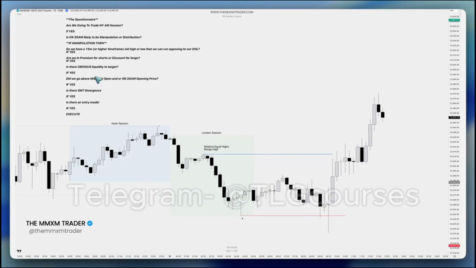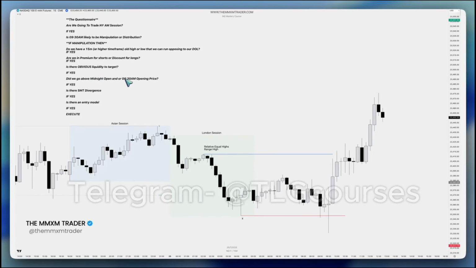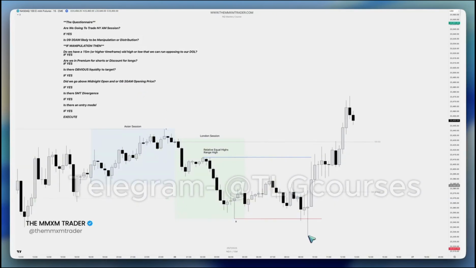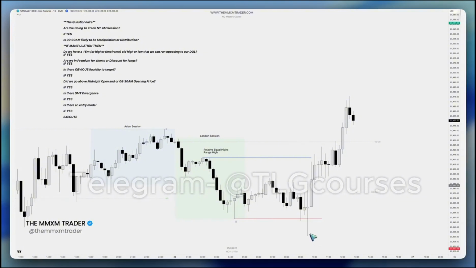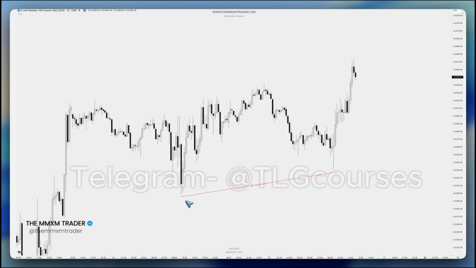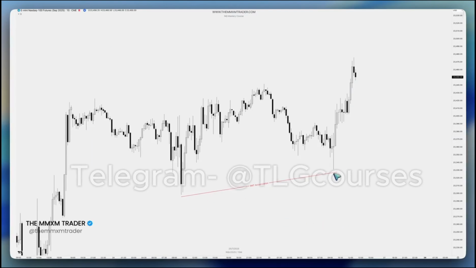Okay, did we go above or below the midnight open and 8:30 a.m. open? We're bullish, so we need to see us go below the opening prices. Midnight open here, 8:30 a.m. open. We trade below both, making it extremely high probability for longs. We then trade below this low, and now we need to see, is there SMT divergence? This is the Dow again, lower low, NASDAQ, higher low. So yes, there is an SMT divergence.